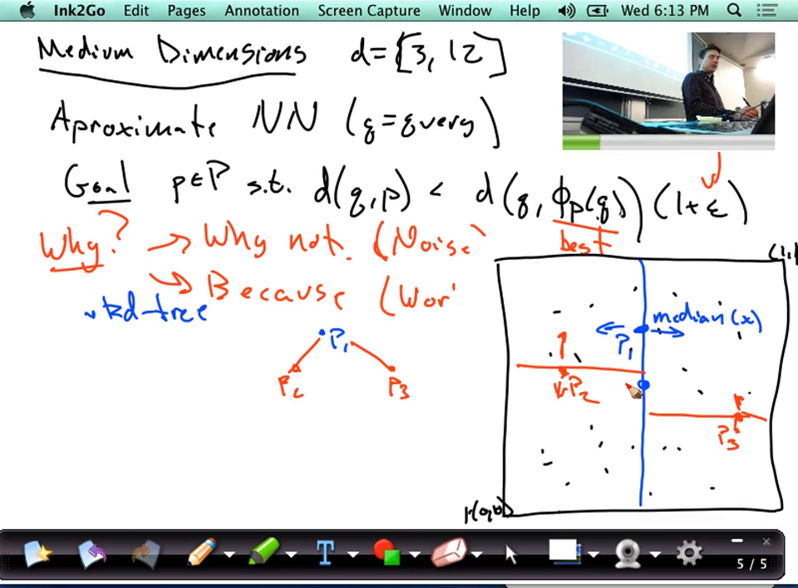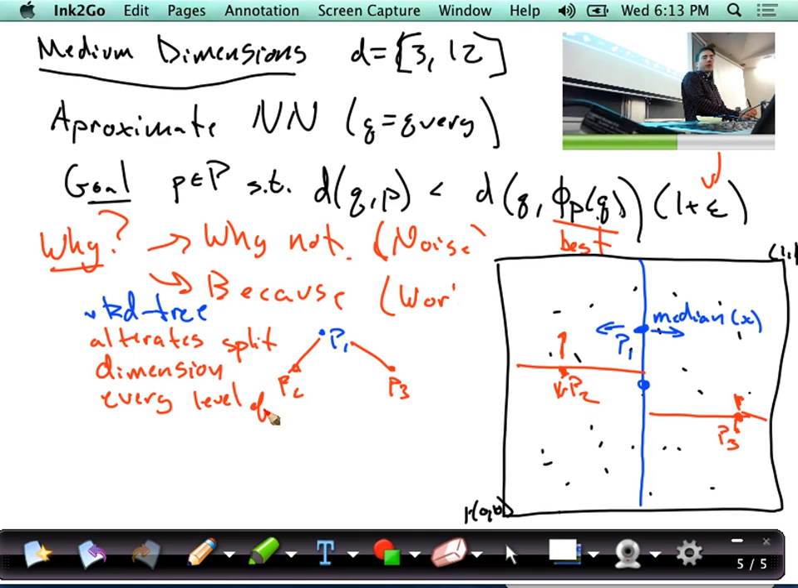But now what I've done is alternate these dimensions. Basically, it alternates the split dimension every level of the tree.